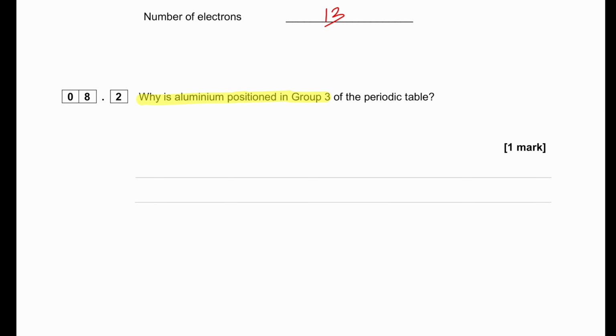Why is aluminium positioned in group 3 of the periodic table? So if we look into the 13 electrons that the aluminium has, the electronic configuration becomes 2,8,3. So since aluminium has 3 electrons in the outer shell, that's why it belongs to group 3.